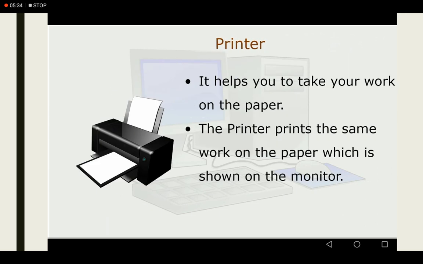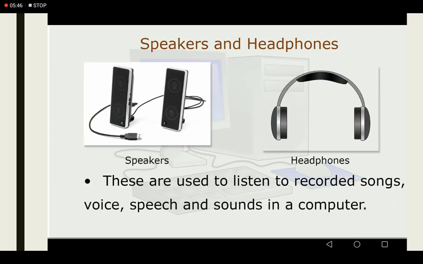Next output device is the printer. It helps you to take your work on paper. The printer prints the same work on paper which is shown on the monitor. Speakers and headphones are also output devices. These are used to listen to recorded sound, voice, speech and sound in the computer. So these are some of the most important input and output devices, and our CPU, which is a processing device.